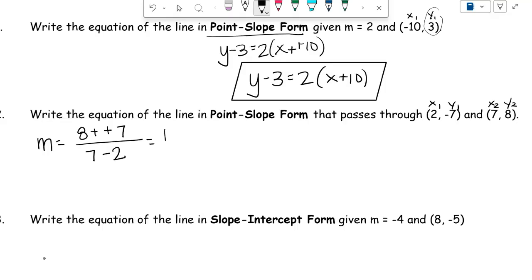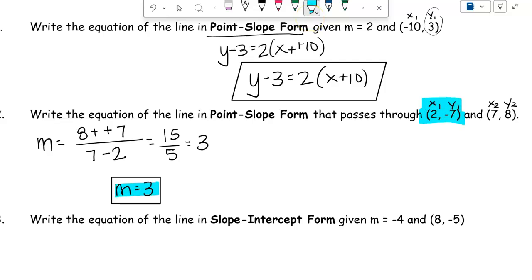8 plus 7 is 15. 7 minus 2 is 5. And we have to continue to simplify. So our slope here is 3. So we were not given our slope in this problem. But now we have a slope of 3 and we have a point.